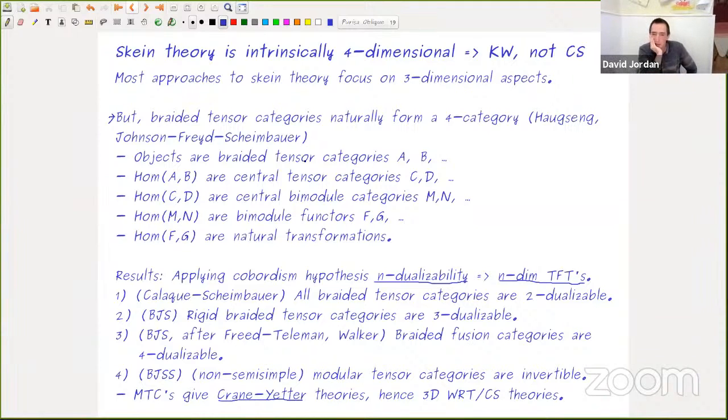Oh, that's a good question. So most of what I'm talking about in generality holds for perfect fields in finite characteristic. For instance, this slide here, Haugseng and Johnson-Freyd, Scheimbauer, they're working with complete Segal spaces in some generality that is way more general than that.